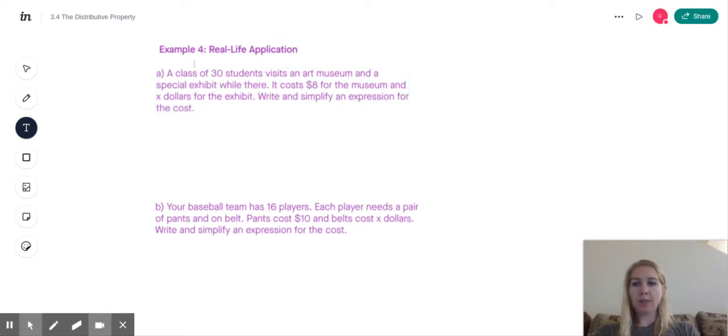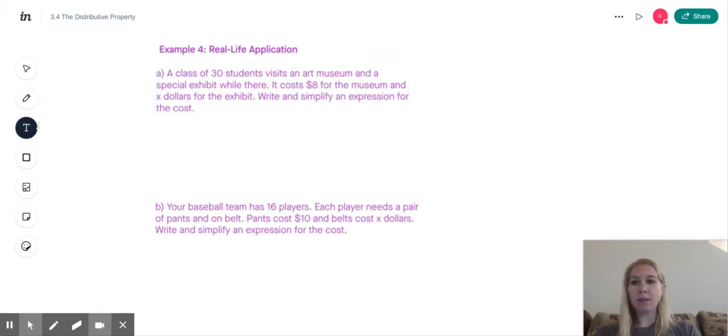All right, let's go over example 4, real life application. And this is part of chapter 3, section 4, the distributive property. All right, problem A says a class of 30 students visits an art museum and a special exhibit while there. It costs $8 for the museum and X dollars for the exhibit. Write and simplify an expression for the cost.